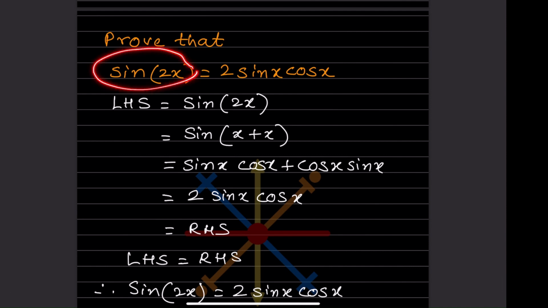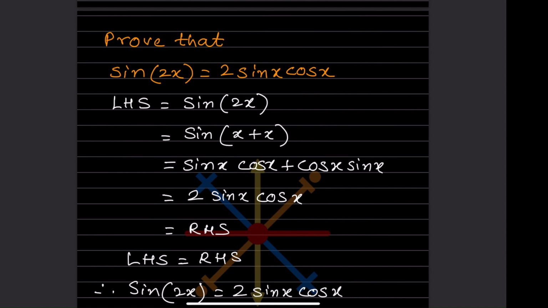So this is the LHS. Let us take the LHS first. So this 2x we can also split as x plus x. Why? Because we don't have the direct formula for this one, but we can write sine of a plus b, or x plus y, that is sine x cos x plus cos x sin x.